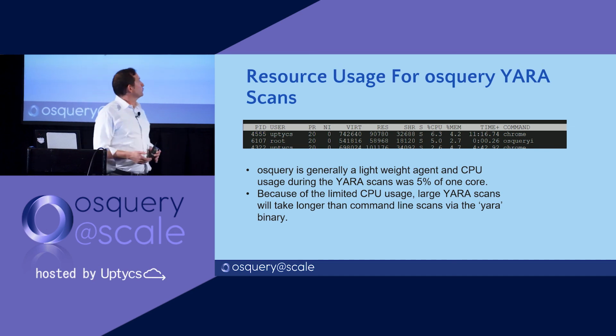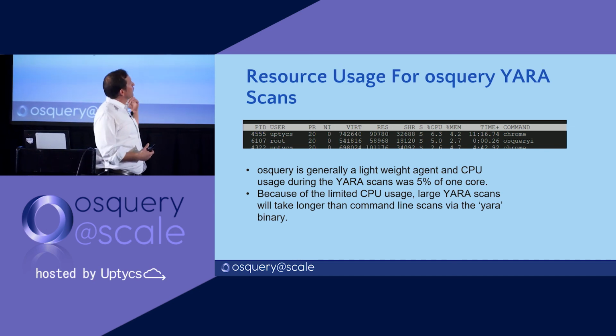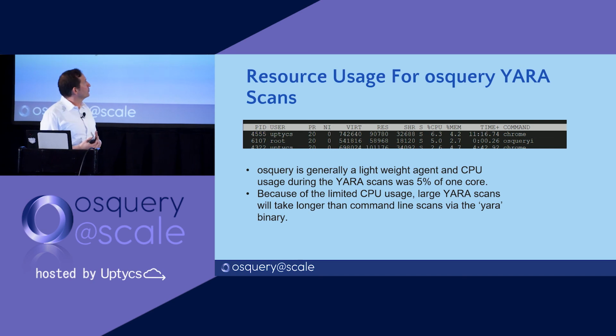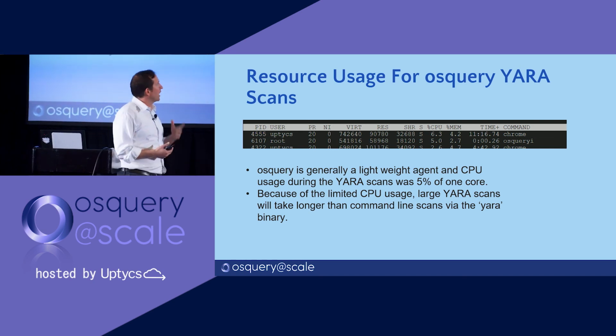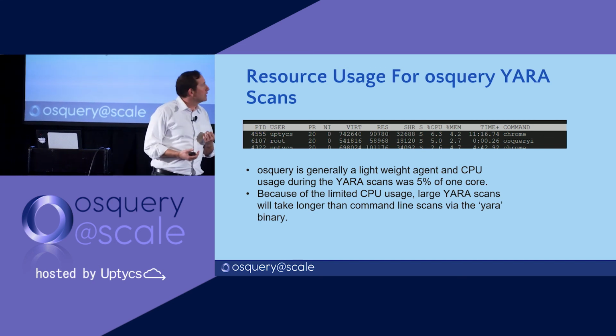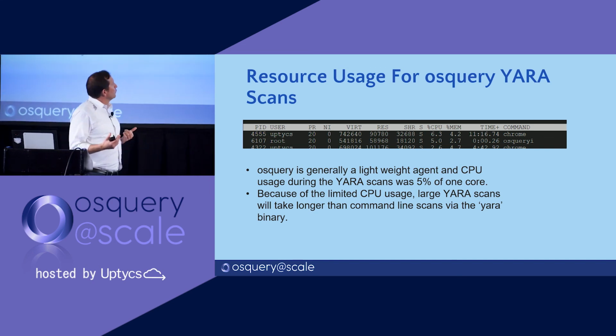So how many resources does it use? Well, we saw that the osquery agent is running about 5% CPU on our 2 core machines, so that's very different to the 190-odd% that we saw, which is nice. So it's a much lower resource utilization.